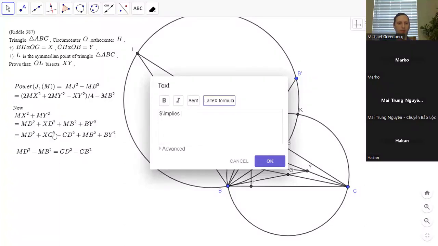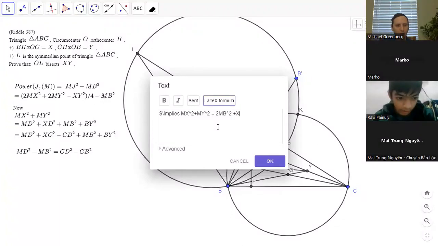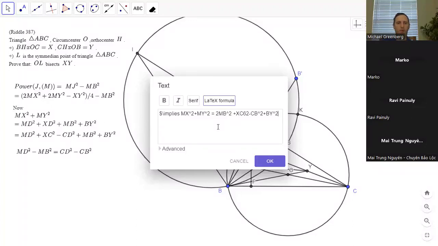So if we plug it into this, that means MX squared plus MY squared, looks like Robbie's coming back on, is equal to, substitute it. So we've got 2MB squared. The CD squared would cancel. We get plus XC squared minus CB squared plus BY squared. So we have that.